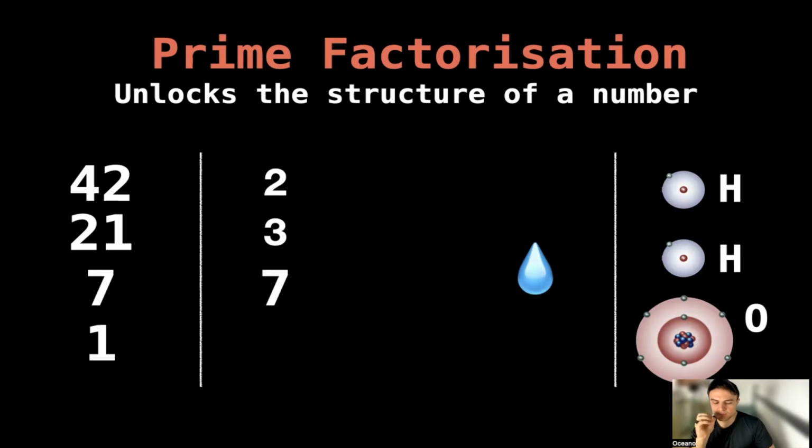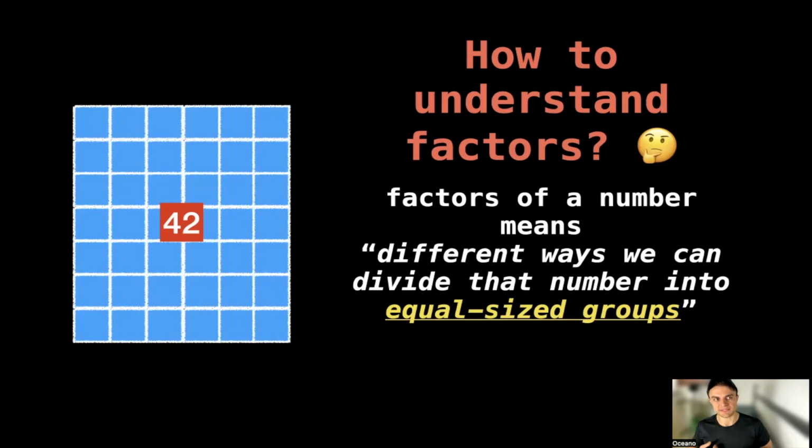What do we mean when we say that a number has some prime factors? Let's try to have a visual understanding that, in my opinion, is the best way to understand this stuff. Does it mean that 42 can be factorized into some prime numbers? Well, we have to understand that a factor of a number is a different way to divide that number into equal-sized groups.